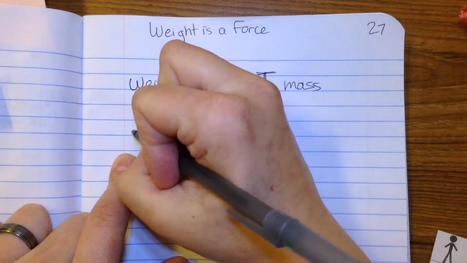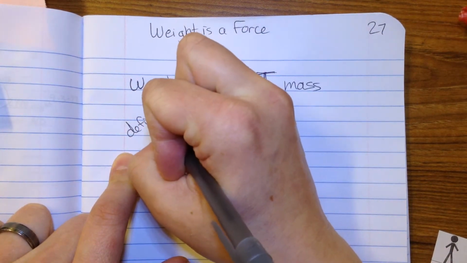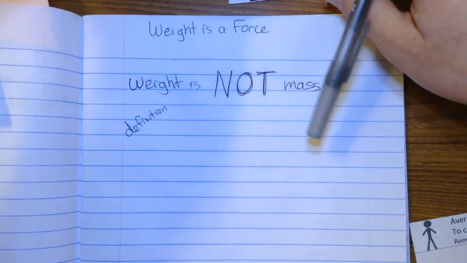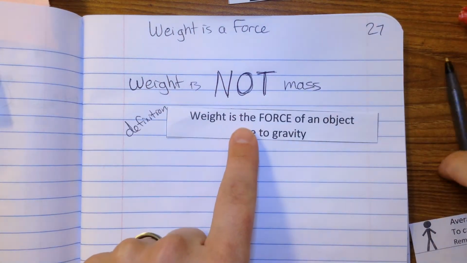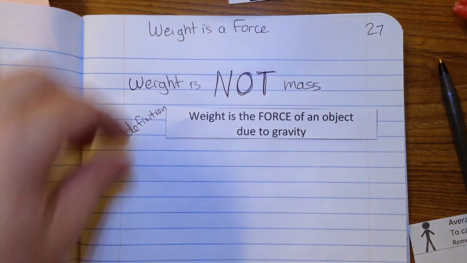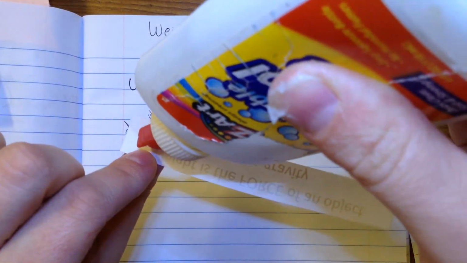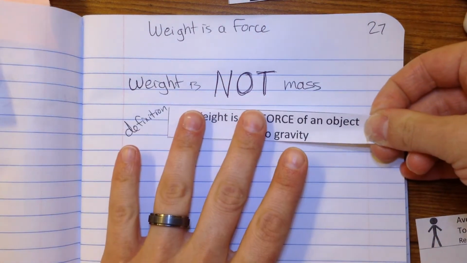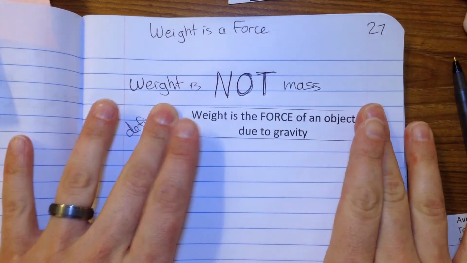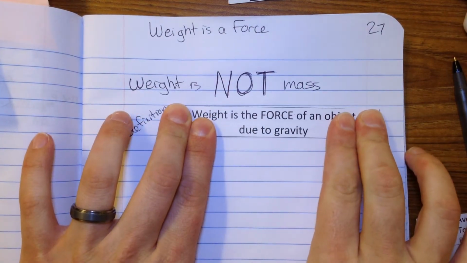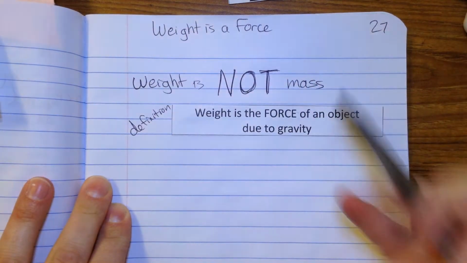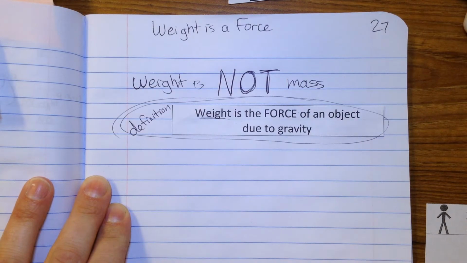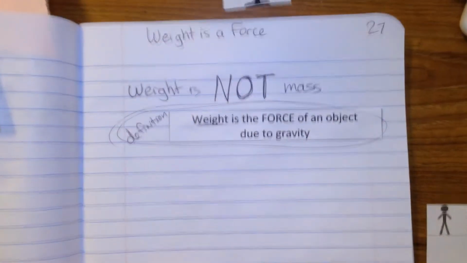So what is weight? Well, let's talk about a definition. Definition of weight: weight is the force of an object due to gravity. Gravity. So weight has to do with gravity. Okay, the definition of weight is the force of an object due to gravity.